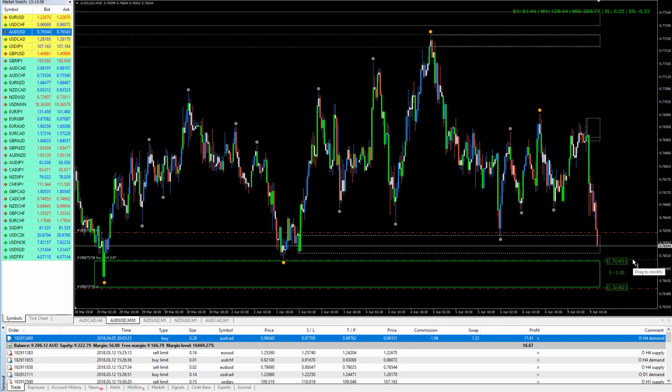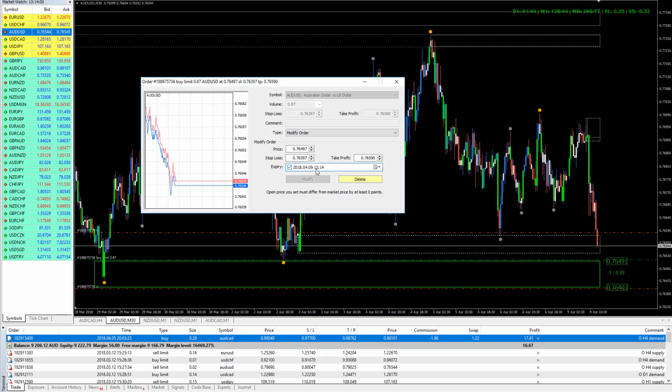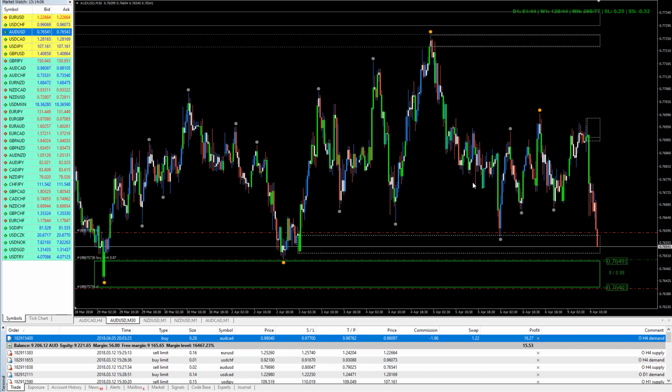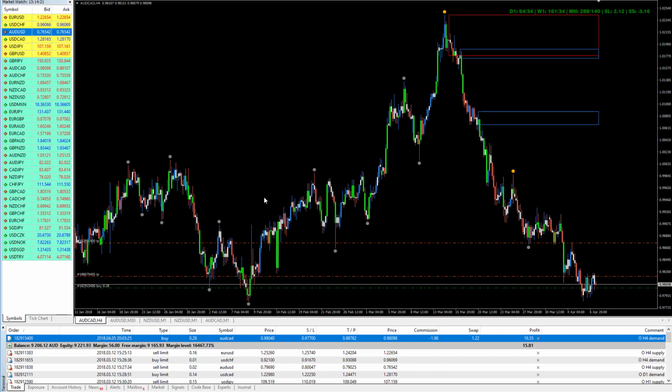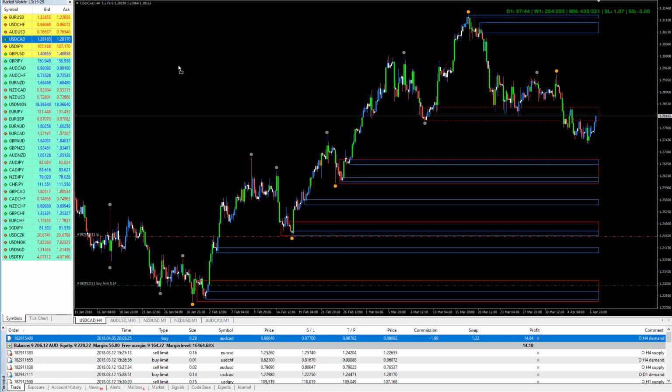I'm going to set this one to expire in a couple of hours. 1, 2, 3. Set it to expire in 3 hours. I don't want to leave 15-minute orders on the market because these are going to get washed out. So we'll leave that on. If it's not filled by then we'll leave it alone. But we'll have a look. We'll open up another chart and we'll come back to that in a second. Maybe it'll be filled. Okay, let's have a look at another one.